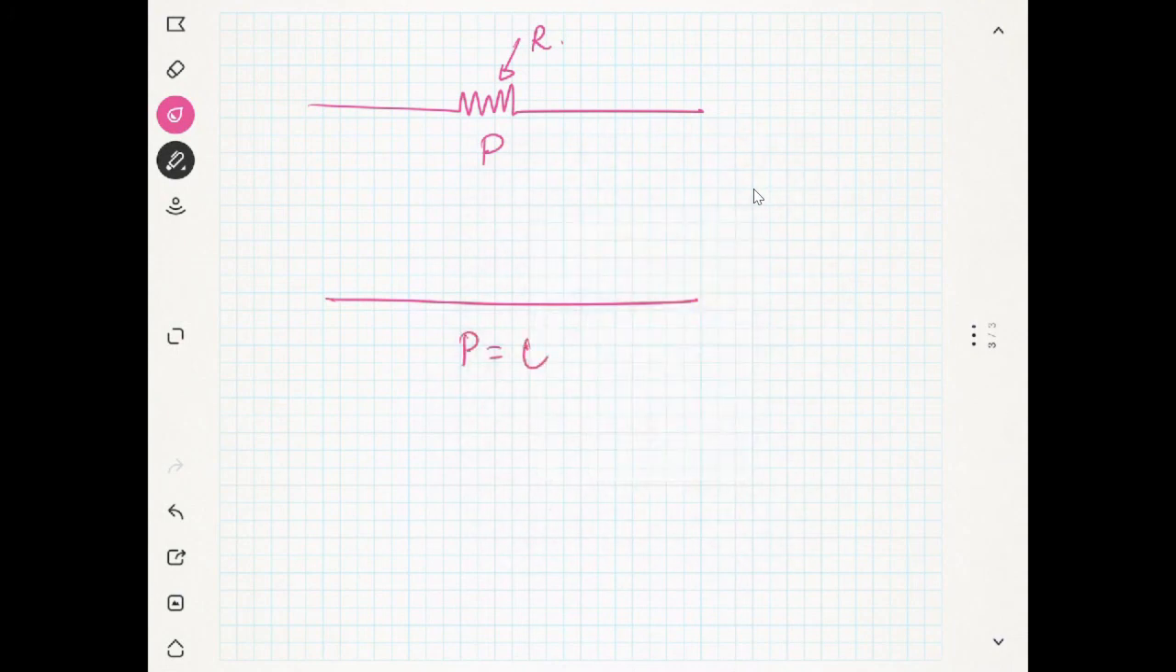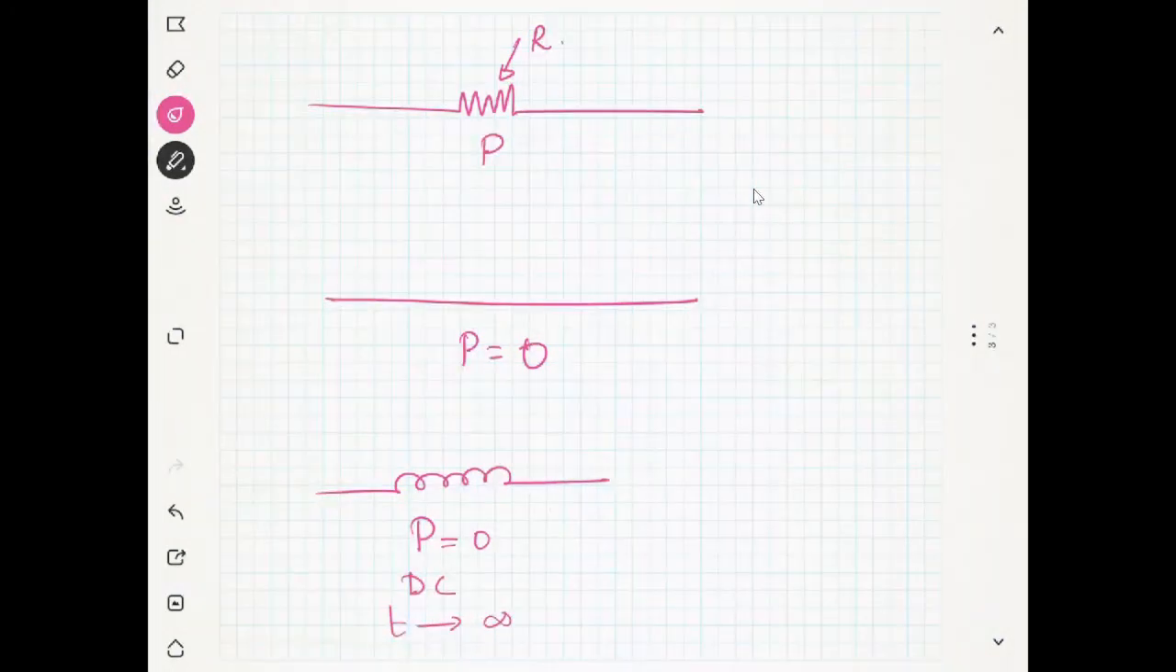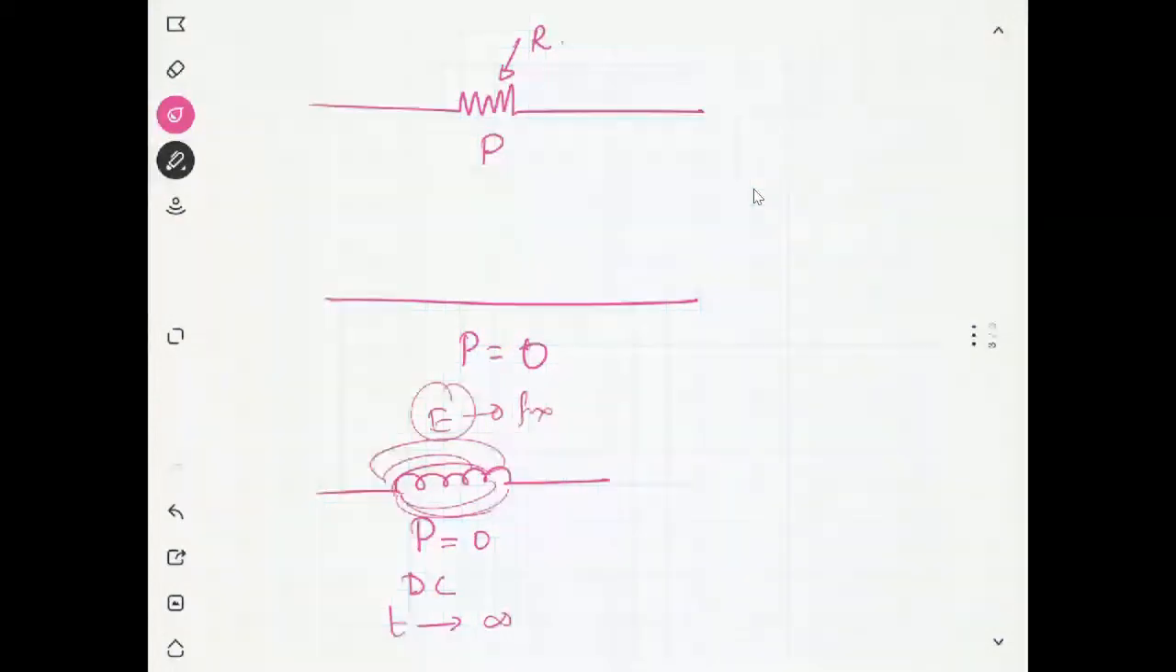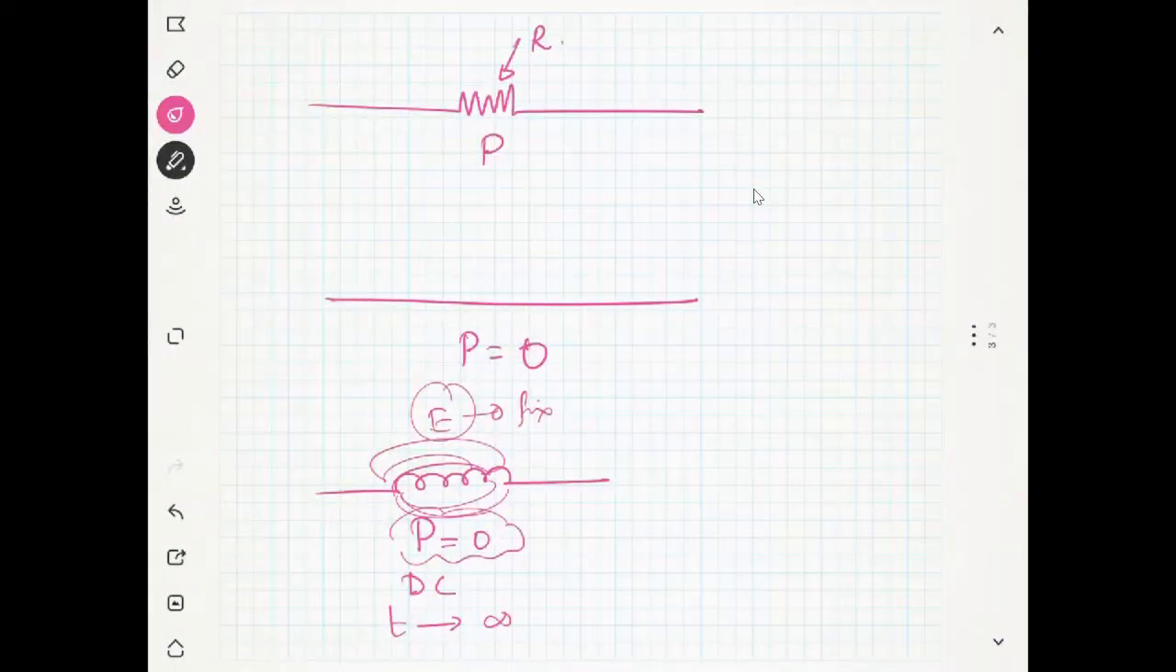0. Since the inductor does not consume any power, if you give DC and if the time tends to infinity, after stabilizing there will be the field throughout the inductor, and the energy will be fixed. It will not change. So it will not give energy to anybody, or take the energy. So the power is equal to 0. So this is almost the same as a short circuit.